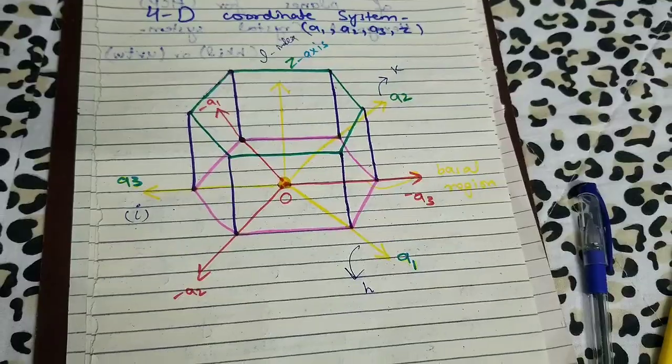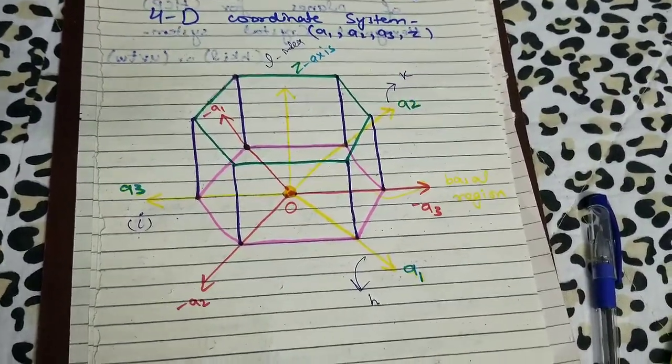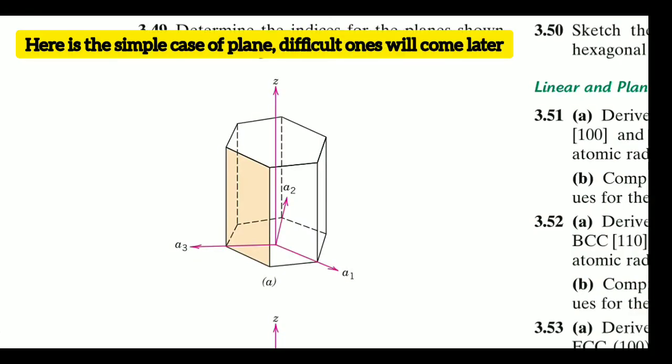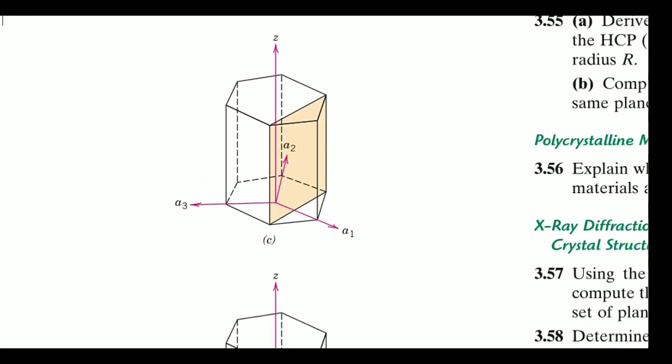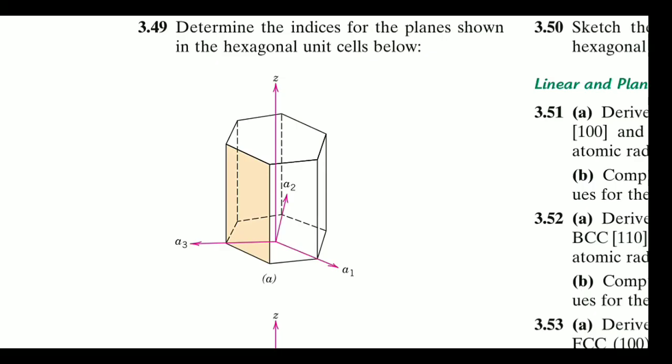Now the HCP structure is clear. Now we'll move to the problems and their solutions. So here is the plane whose Miller-Bravais indices we are going to find out, and there will be other planes too. We'll do them one by one. Here's the first one. I'll draw this plane right onto the paper.